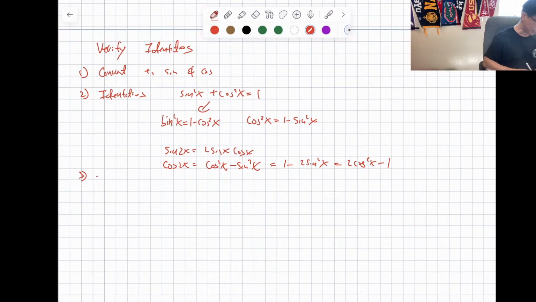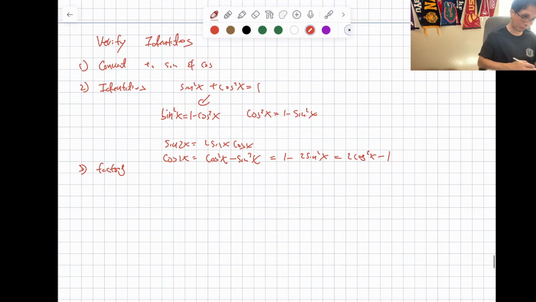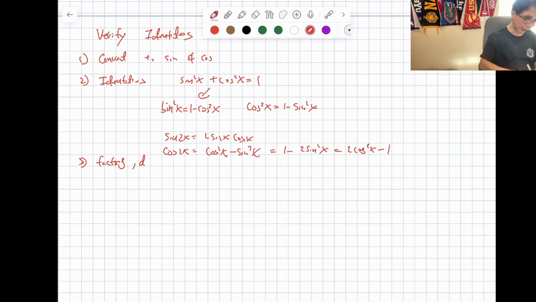Third, algebra, factoring. So can you deal with factoring? Can you deal with difference of a square?